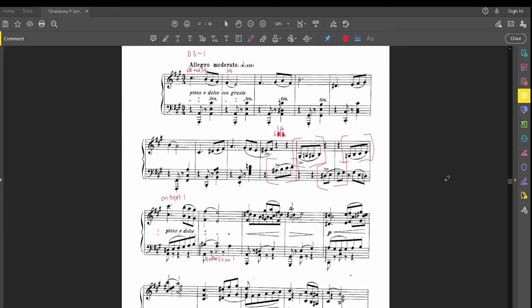Hello, my name is Christopher Bolduc, and today I'll be analyzing the various types of metric dissonances that occur in Tchaikovsky's Symphony No. 5, third movement, Valse.